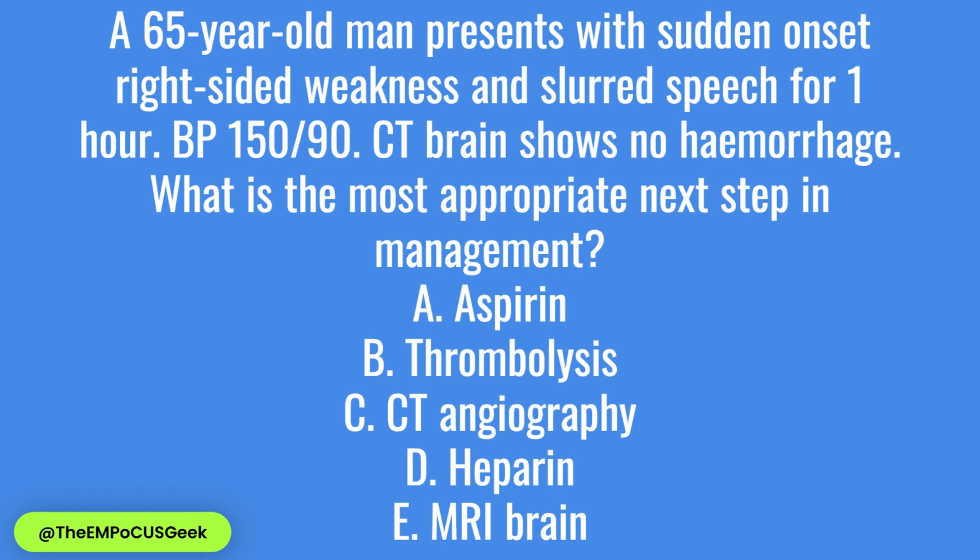Stepwise reasoning. This man presented with a sudden onset, right-sided weakness and slurred speech for 1 hour. Therefore, it's suspicious of an acute stroke. And since he presented within 1 hour, he is still within the thrombolysis window. And no hemorrhage on CT is suggestive of an acute ischemic stroke. Therefore, the best answer would be B, thrombolysis.